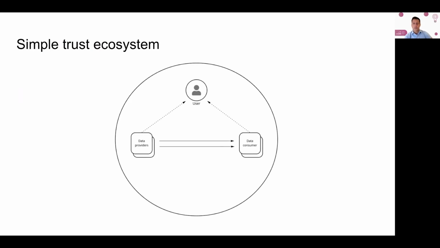To set the scene, here's an example of a simple trust ecosystem, classic open banking example. Data providers have existing relationships with the users. Data providers provide data to data consumers via standard interfaces and with the user's consent. This enables users to access additional services from data consumers. It is a network of participants. We can have many users, many data recipients, and many data providers.